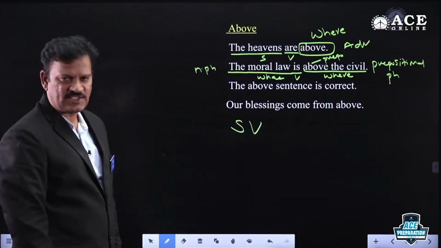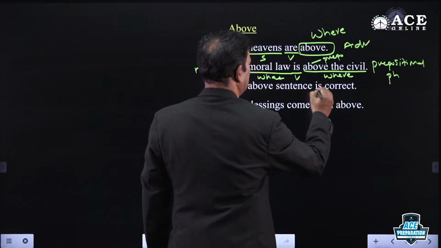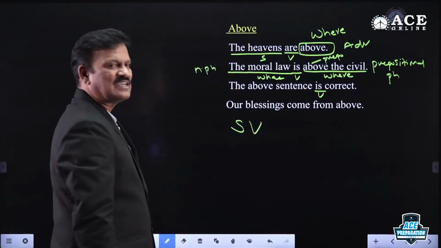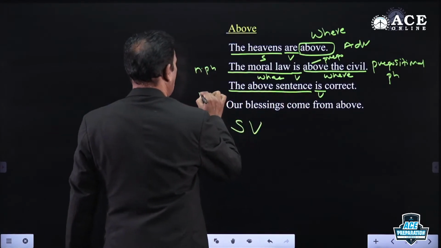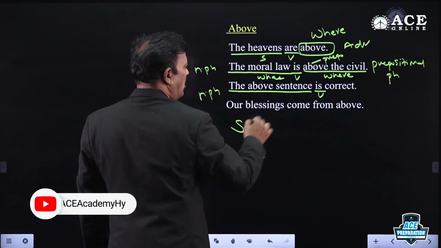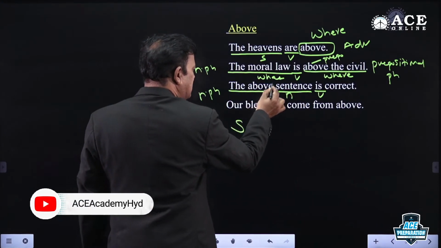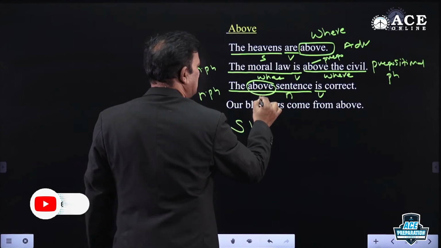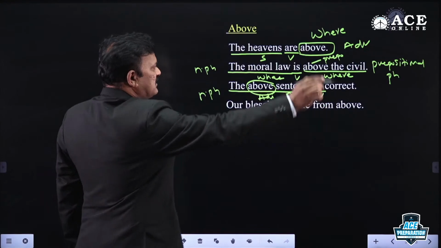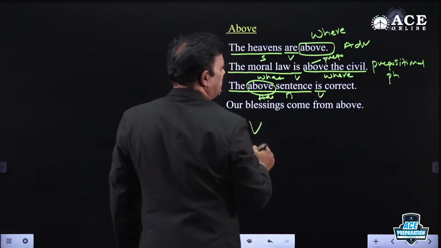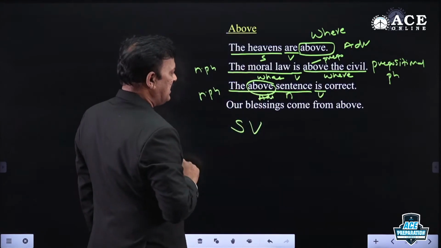Go to the next sentence. Where is the verb? What is correct? Noun phrase. Noun phrase, last word is noun. Left side is adjective, fixed position. In this sentence, above is adverb. In this sentence, preposition. In this sentence, adjective.